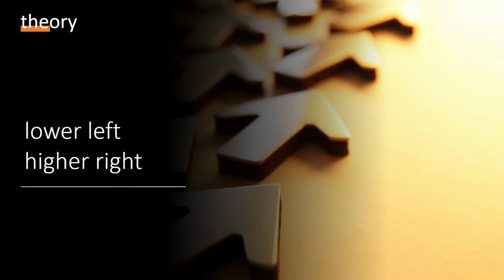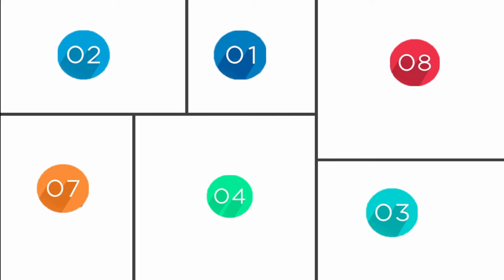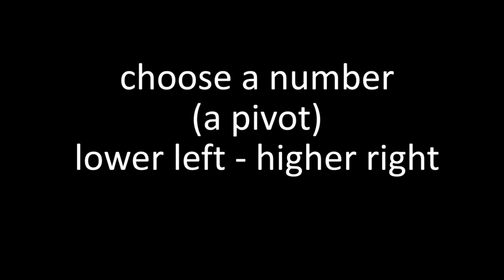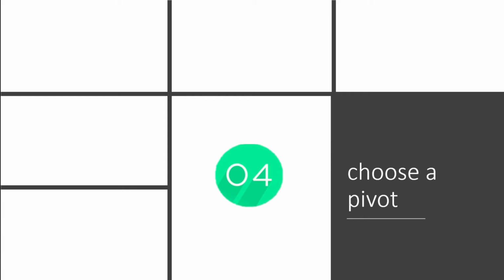Let's go. Now the theory is, if the numbers to the left are lower and the numbers to the right are higher, and we can do that with all the numbers, then we have a sorted list of numbers. So imagine we have a list of numbers. We could choose one number, which we will call a pivot, and then move the lower numbers to the left of that and the higher numbers to the right. So what does this mean?